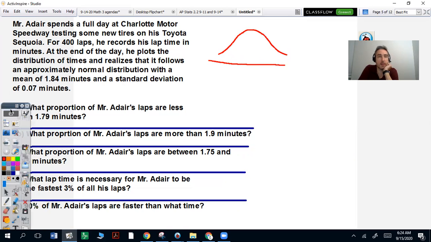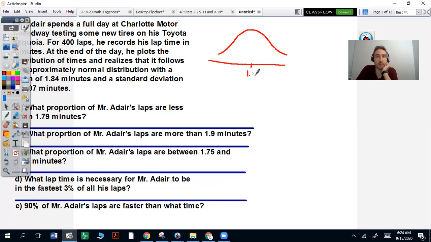with the mean of 1.84, which is going to be right there, and a standard deviation of 0.07. So we'll count out by 0.07s. And of course, adding that would be 1.91, 1.98. 3 out would be 2.05. Let's go backwards, 1.77, 1.7, and 1.63.